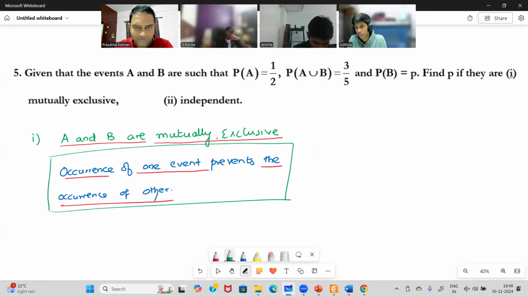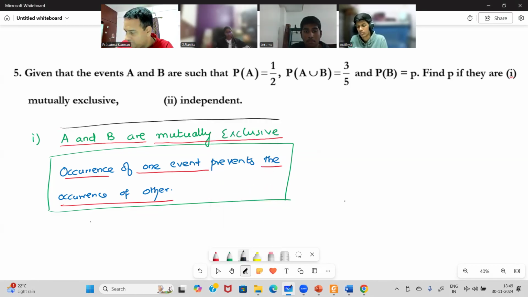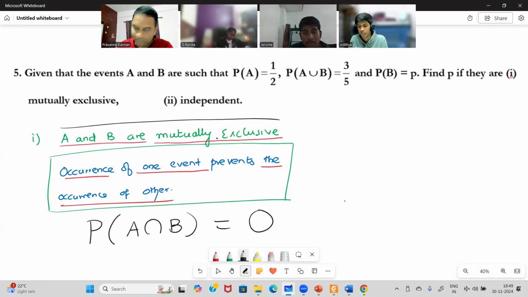See here, for example, in the US election, let's say Donald Trump and Kamala Harris were competing, right? If Donald Trump becomes the president, can Kamala Harris also become the president? Tell me yes or no. No, sir. No, right? So the occurrence of one event prevents the occurrence of the other event. So mathematically, what is that you should know? If A and B are mutually exclusive, P of A intersection B is 0.